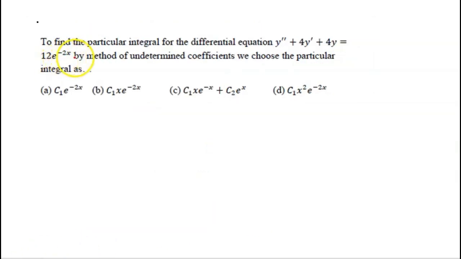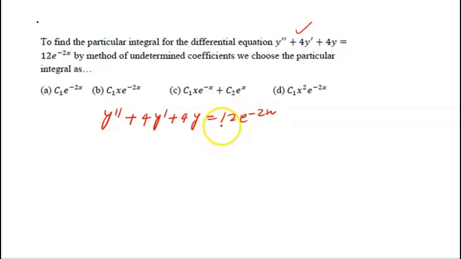So let us see another problem related to the method of undetermined coefficients, and here it will be slightly different, so be careful. The differential equation given is y double dash plus 4y dash plus 4y is equal to 12e to the power minus 2x.